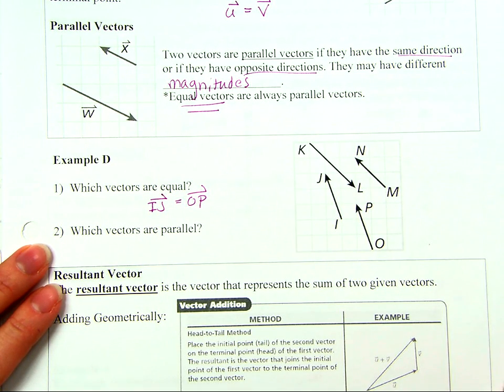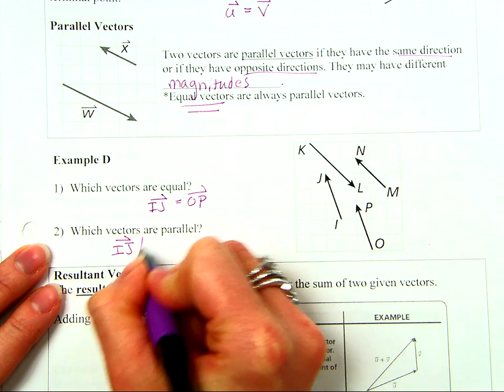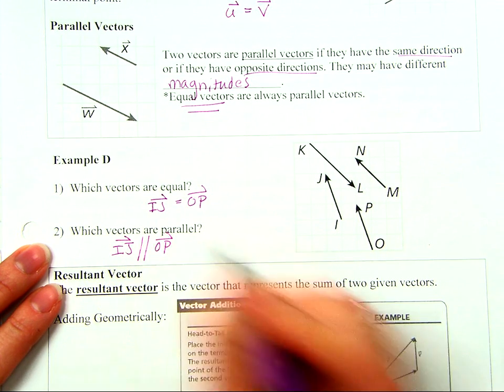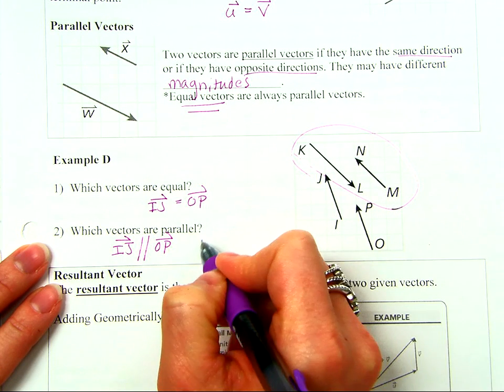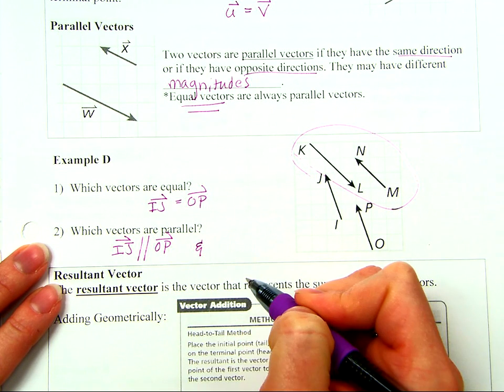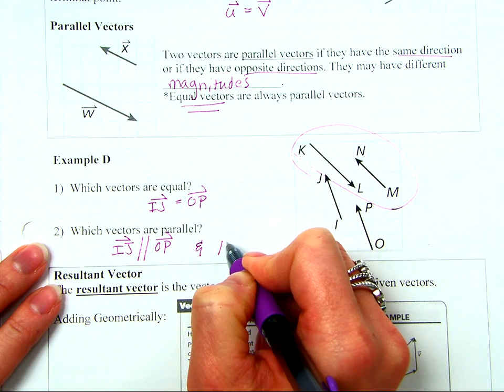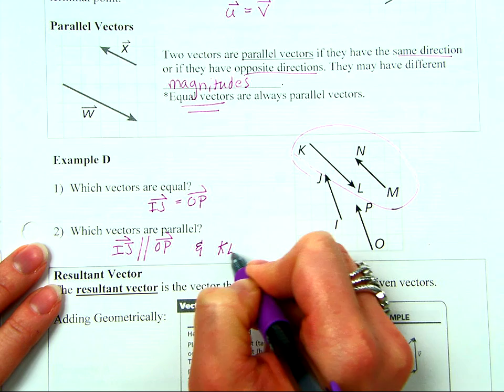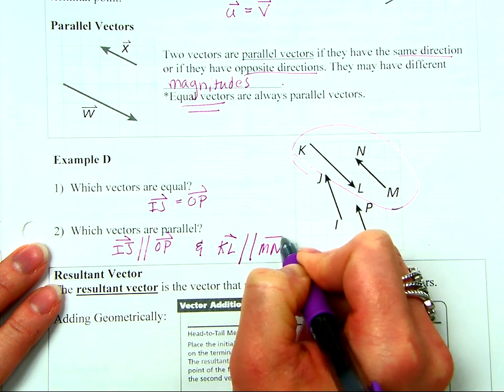Parallel, well, IJ and OP are going to be considered parallel. But also, these two here would be considered parallel, even though they're going in opposite directions, they're never going to intersect. So vector KL is parallel to NN.